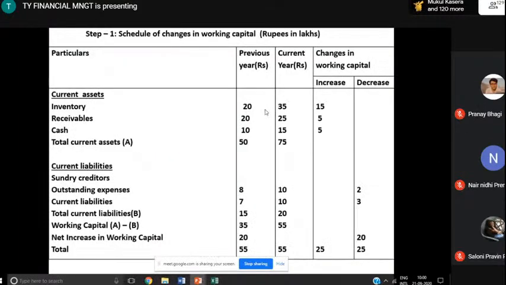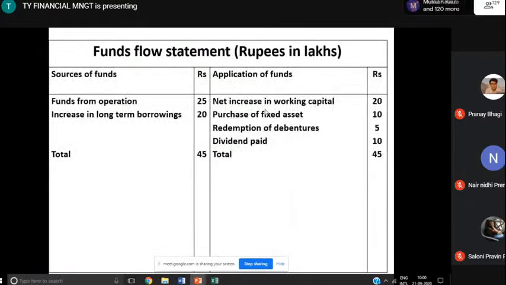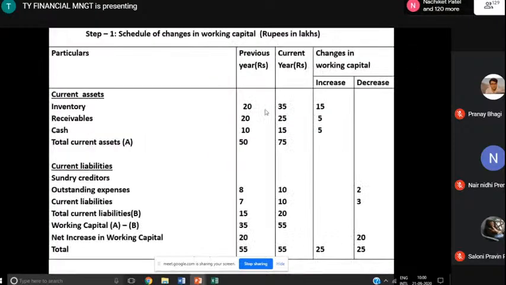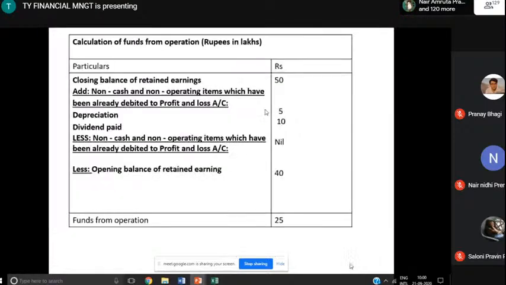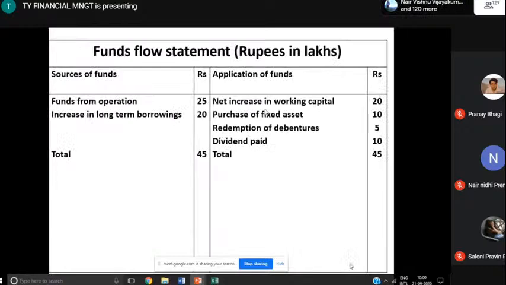Okay. Now let us come to the next step. Funds flow statement. Come to the funds flow statement now. Whatever answers you got in step number 1 and step number 2 should be transferred. See the step number 1. What is the net increase in working capital? Net increase in working capital. Step 1, 20 lakhs. Funds from operation, 25 lakhs. That should be transferred first.